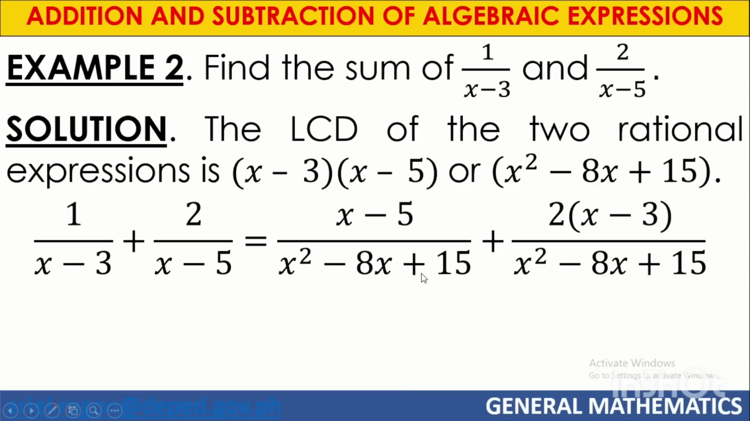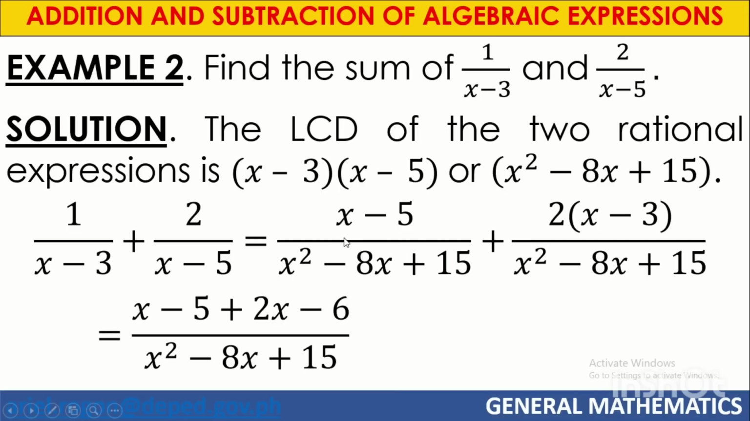x squared minus 8x plus 15 divided by x minus 3. The x minus 3 cancels, and what remains is x minus 5, times 1. So what remains is x minus 5, plus, for the other one, we divide by x minus 5. The x minus 5 cancels, so what remains is x minus 3 times 2, which becomes 2 times (x minus 3).